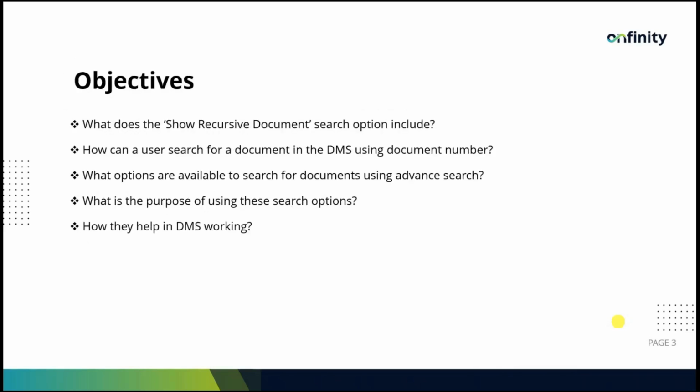Objectives. The objective of this training is to understand the following. What does the Show Recursive Document Search option include? How can a user search for a document in the DMS using document number? What options are available to search for documents using advanced search? What is the purpose of using these search options? How do they help in DMS working?